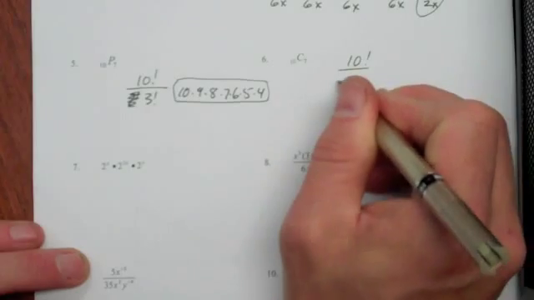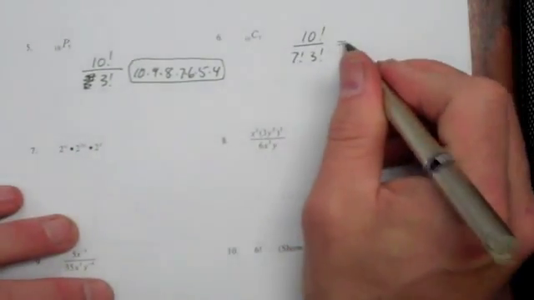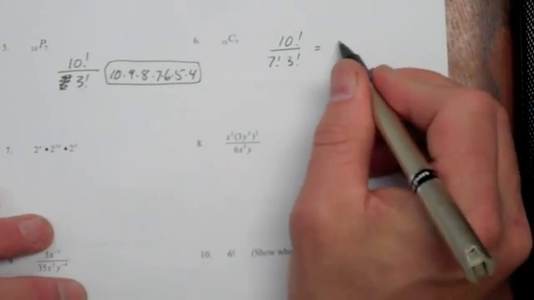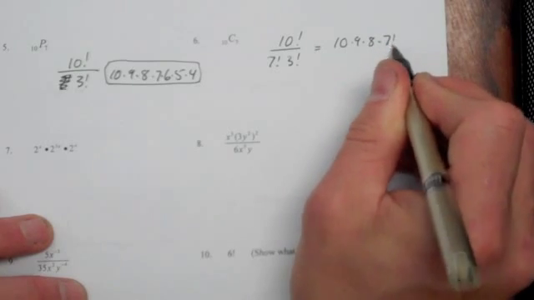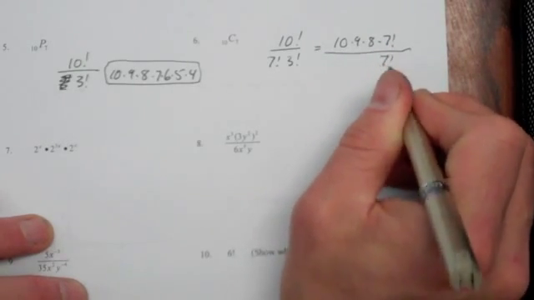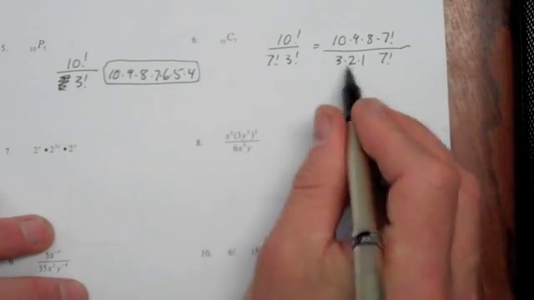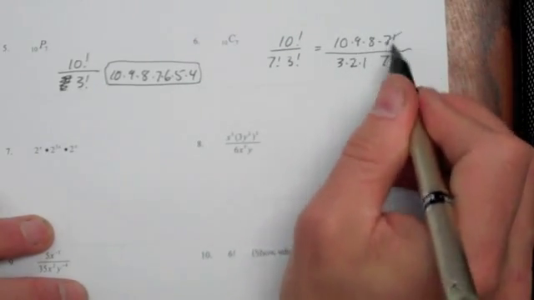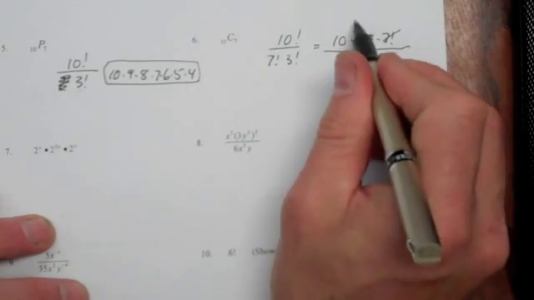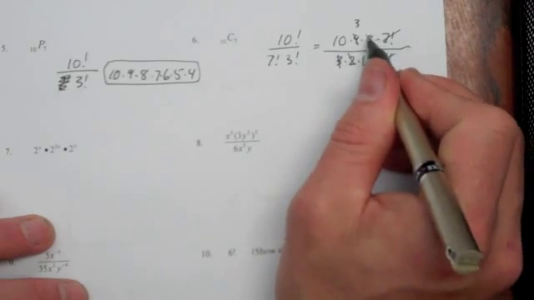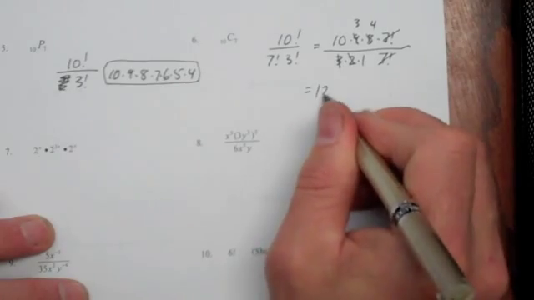10 factorial all over 7 factorial, 3 factorial. That's going to be the same. I can do this one without a calculator. 10 times 9 times 8 times 7 factorial all over 7 factorial times 3 times 2 times 1. That's the 3 factorial. And the 7 factorials will cancel. That's just 1. 3 will cancel with the 9 and give me 3. 2 will cancel with the 8 and give me 4. 3 times 4 is 12 times 10 is 120.